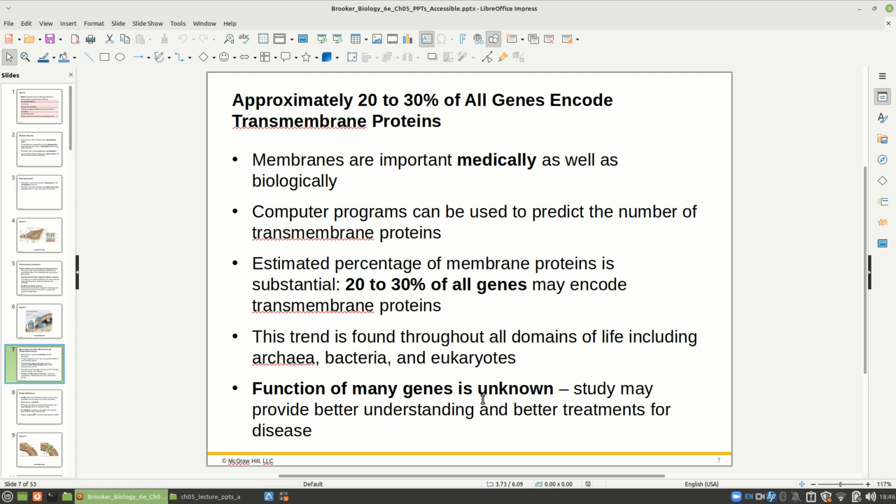And realize that the function of many genes is still unknown. We know something is a gene, we know that it makes an mRNA, that makes a protein, and we can't figure out what they do. So keep that in mind, that many genes are still unknown. We know quite a bit about humans and mammals, but for a lot of species, we know there are genes there and we have no idea what they do.